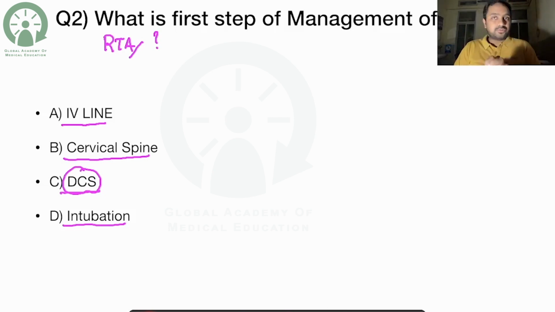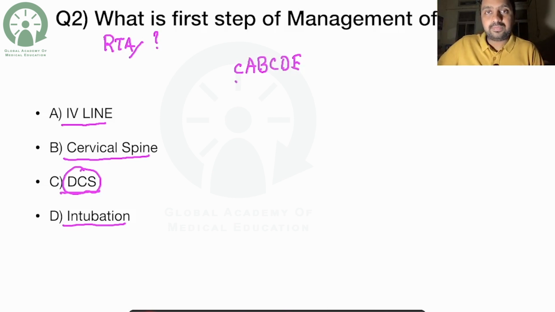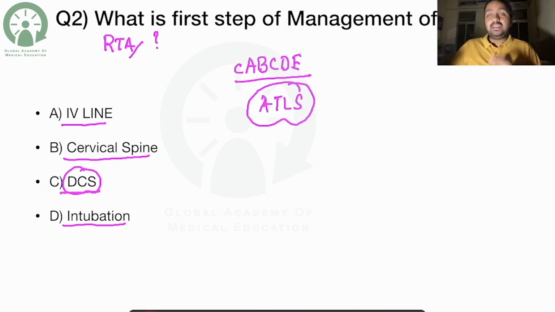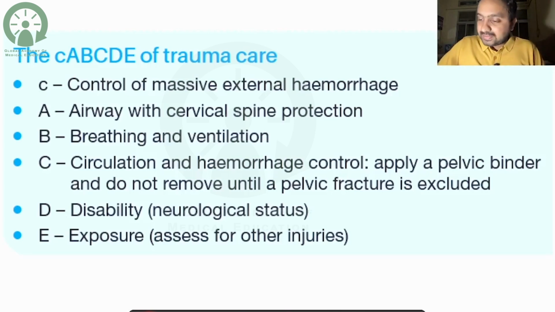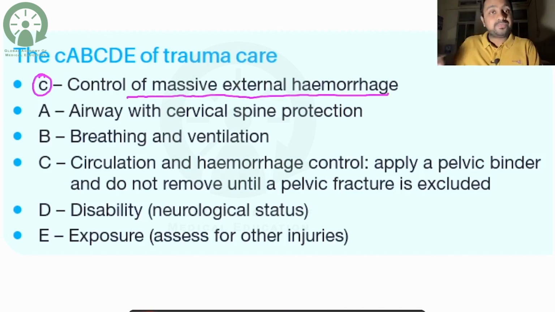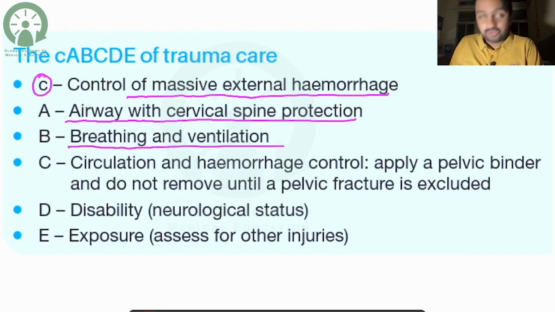So now coming down to this question, please remember the basic principles of your trauma is your C, A, B, C, D, E. Right. This is what we follow, the ATLS guideline. There is no deviation out from it. Now, what is your CABCDE? C is your control of massive external hemorrhage. A is your airway with cervical spine protection. B is your breathing and ventilation.